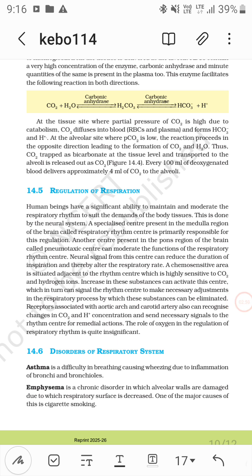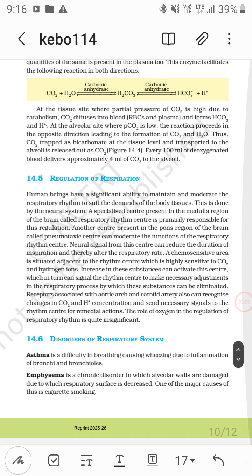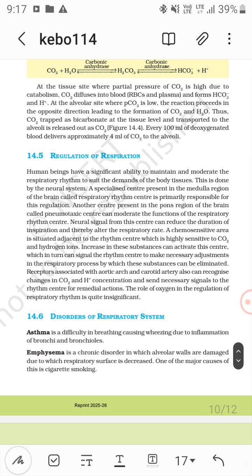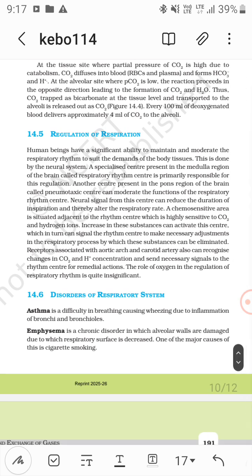Now a chemosensitive area is situated adjacent to the rhythm center, which is highly sensitive to CO2 and hydrogen ions. So through elimination, these can be eliminated. And receptors associated with the aortic arch and carotid artery can also recognize changes in CO2 and H+ concentration and send necessary signals to the rhythm center for remedial actions.